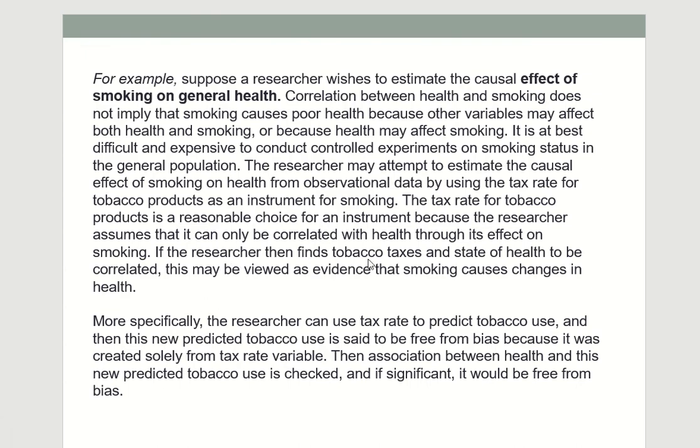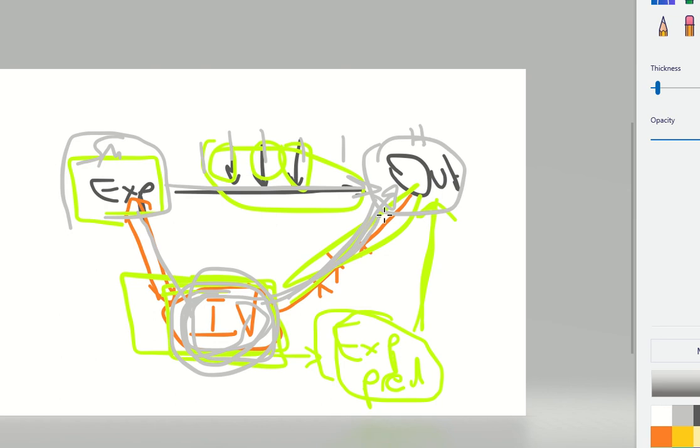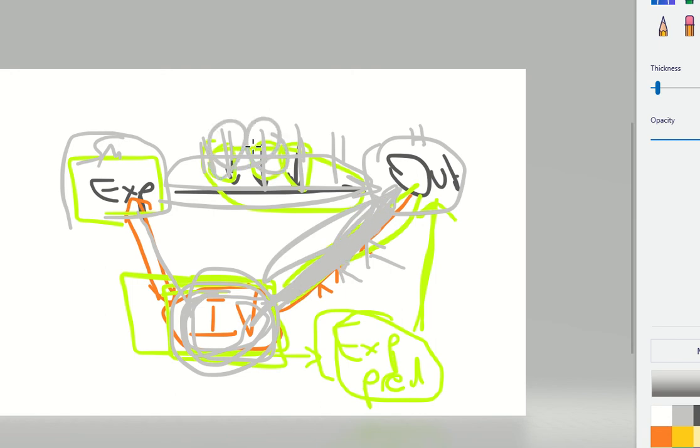If the researcher finds tobacco taxes and state of health to be correlated, this may be viewed as evidence that smoking causes the change in health. But as we said, if we find that tobacco taxes are related to health, that could not be anything but due to smoking. And since you're investigating this relationship here, which is free of those things that are impacting this, they cannot impact tax. Okay, and therefore this association is free from these potential confounders.